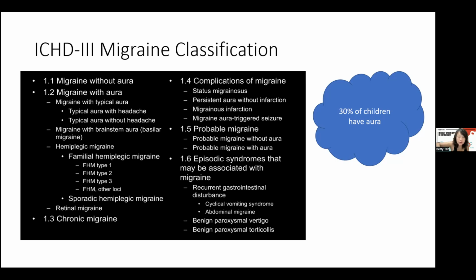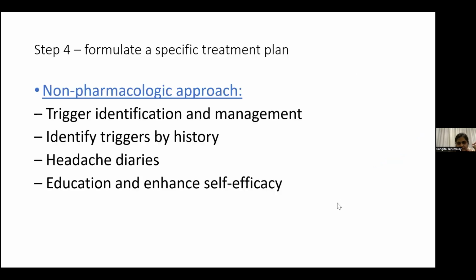Okay, we go on. So step 4 would be to formulate a specific treatment plan. As we spoke about the non-pharmacological approaches, like the diet, the screen time, the sleep, the fluids, and all that. While taking this history, we want to look for triggers. If there's a trigger, identify the trigger, manage the trigger, get the child to diary the headaches, and then teach the child on how to manage the headaches.